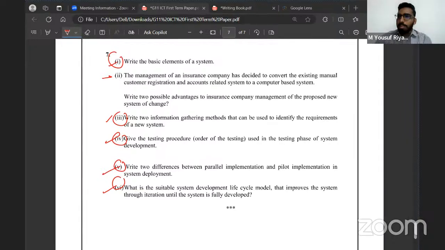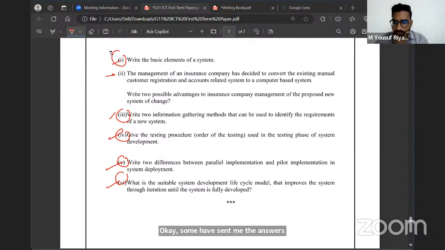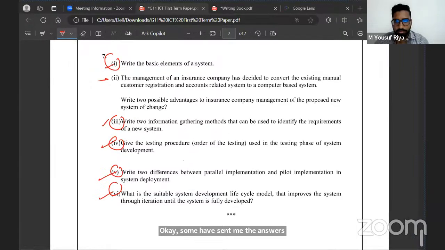Okay, some have sent me the answers. Good. This is one of the easiest lessons. I don't think you would find it hard to know the answers for this.